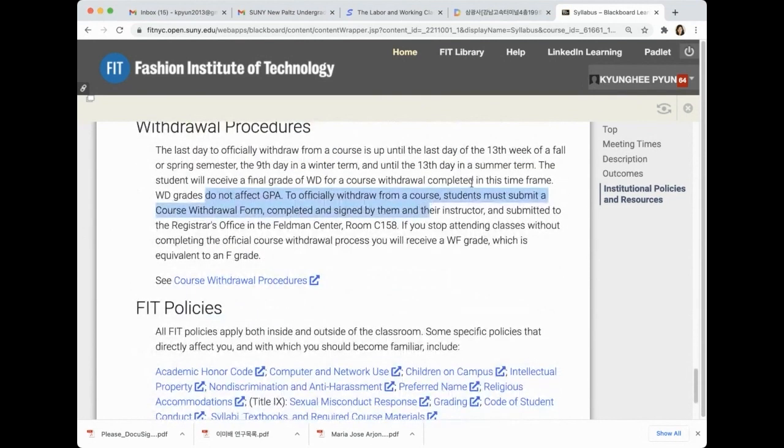So you decide when is the time. So 13th week of fall or spring semester.